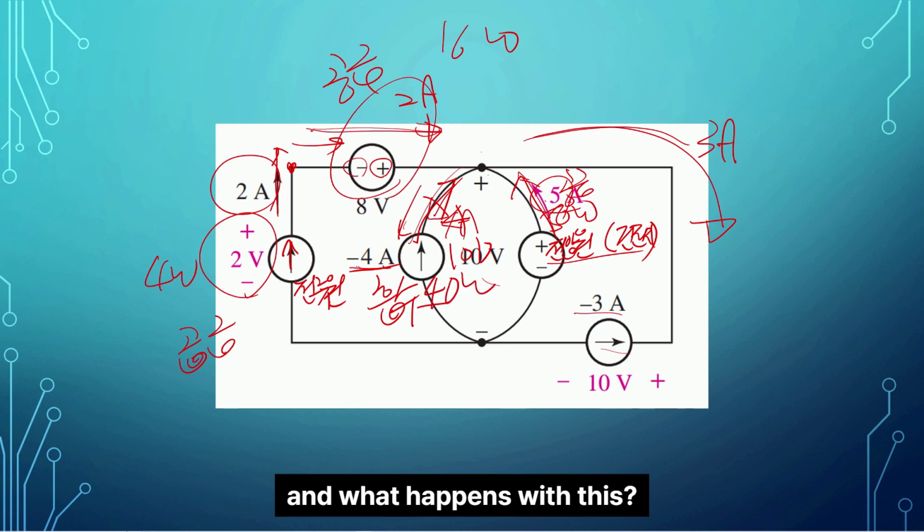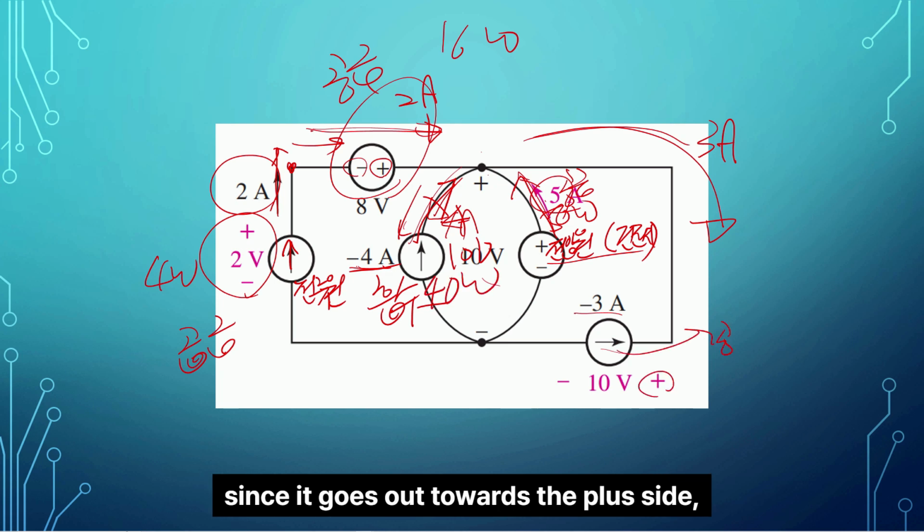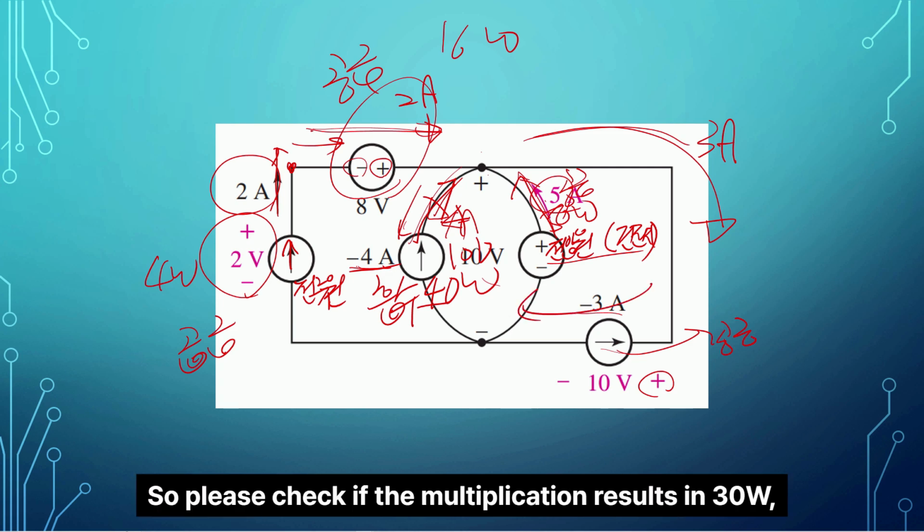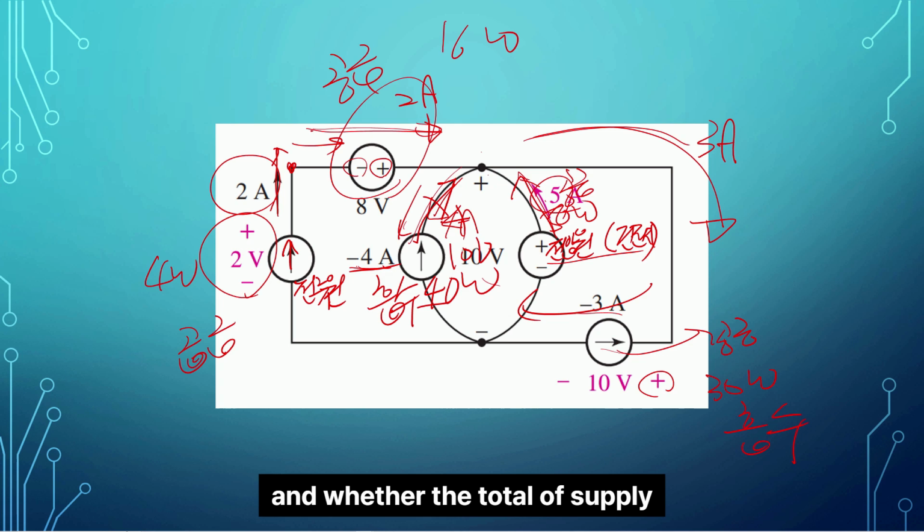And what happens with this? I thought it was supplying power since it goes out towards the plus side. But it actually comes in. So please check if the multiplication results in 30 watts, and whether the total of supply and absorption equals 0.